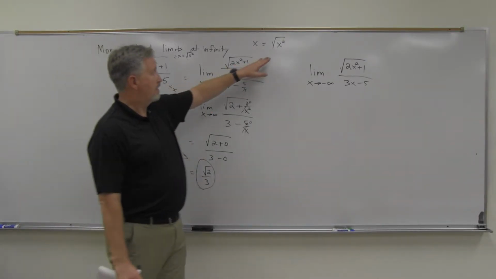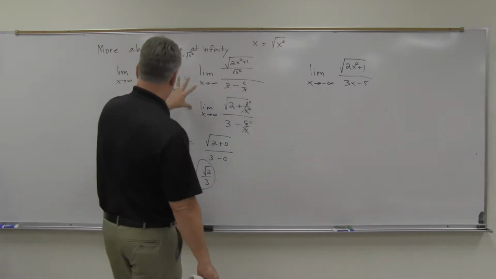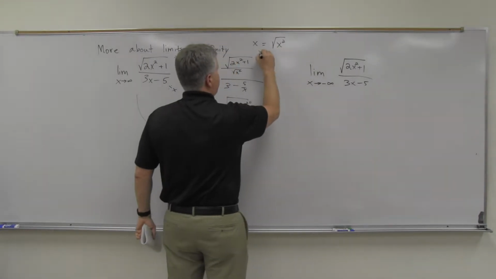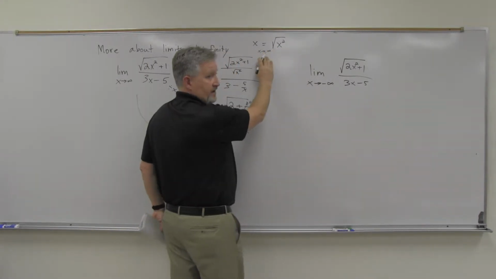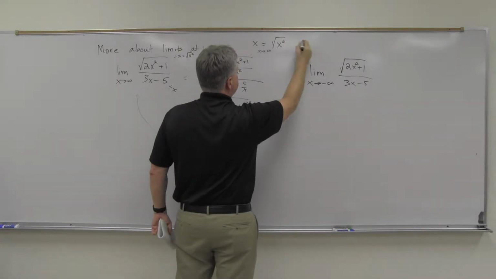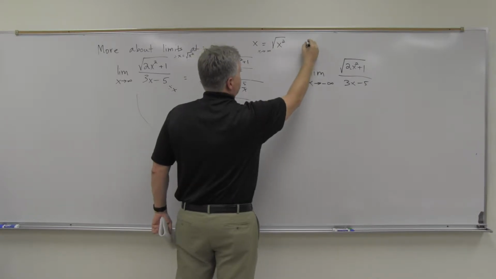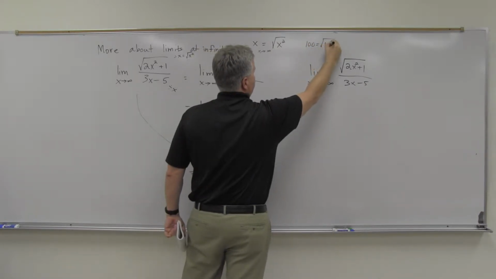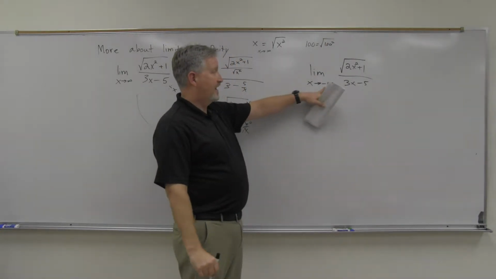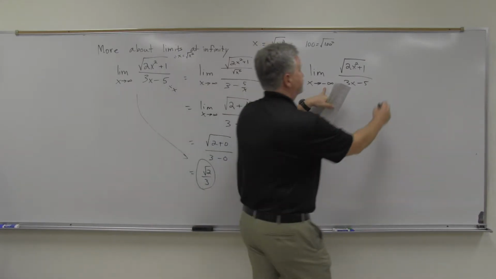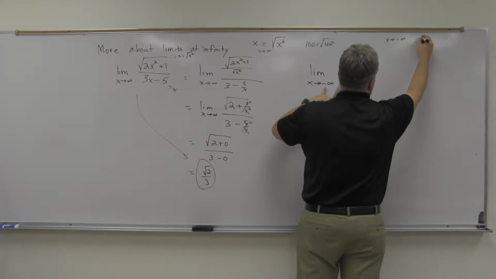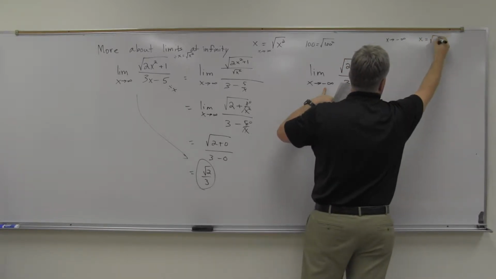The reason this worked in the first case is that x was going to infinity, large numbers of x. That's true because, let's just pick 100, 100 does equal the square root of 100 squared. Now, however, x goes to negative infinity. So what does x equal the square root of in that case?